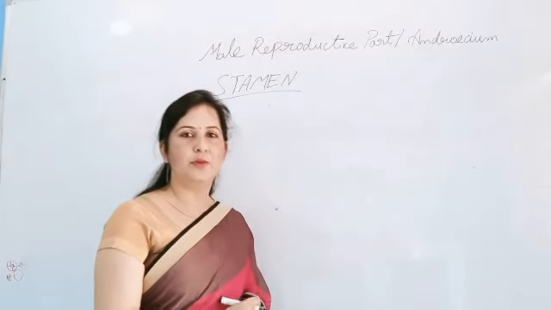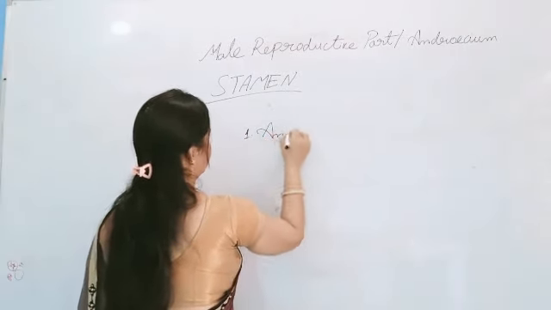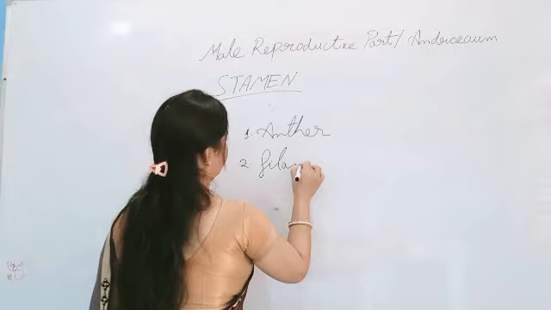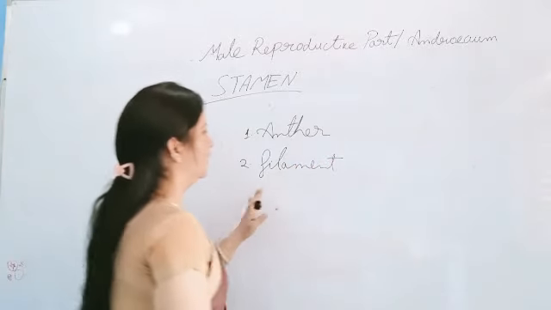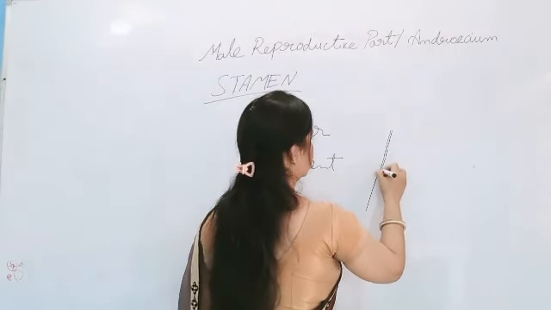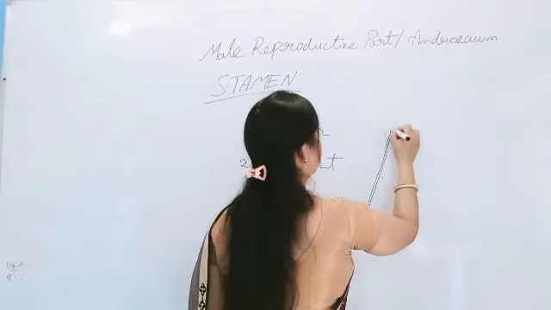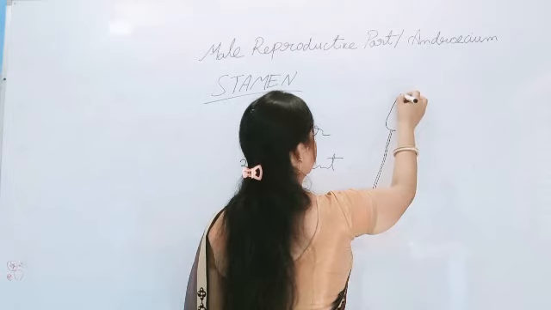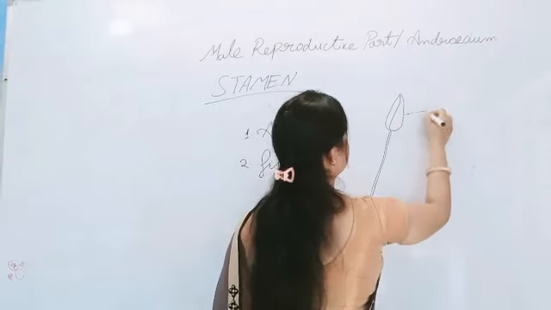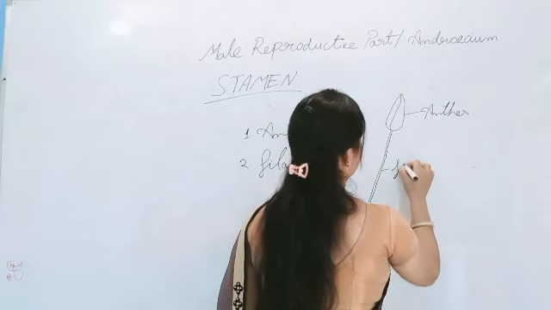Stamen consists of two parts. One is anther and second is filament. Filament is a long slender-like structure, and anther is a bilobed structure. This is the anther. Here anther, and this is the filament.